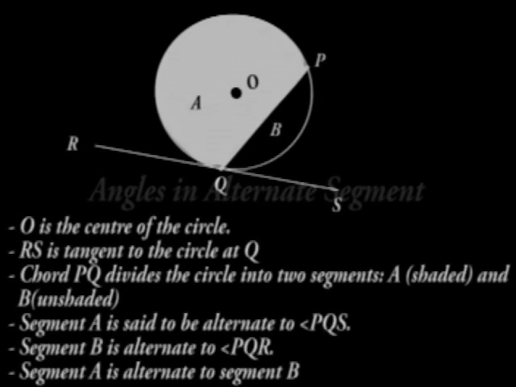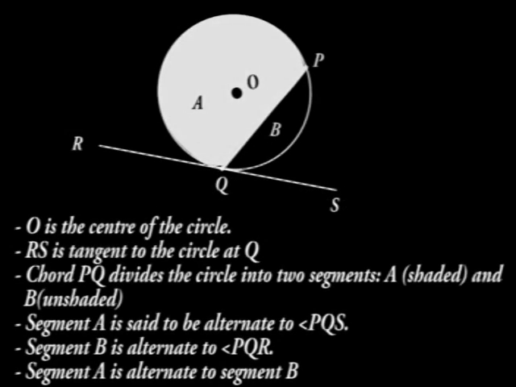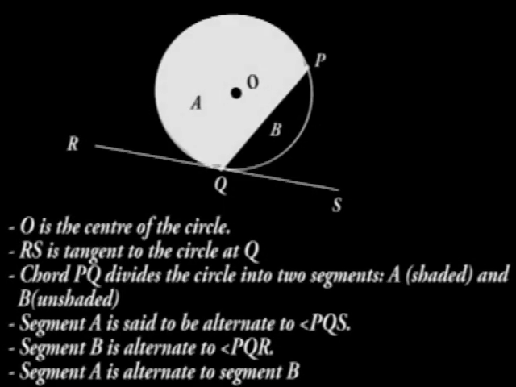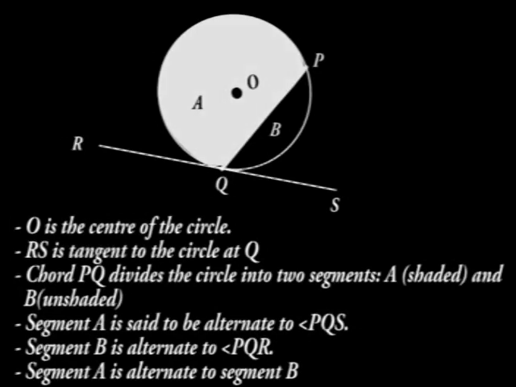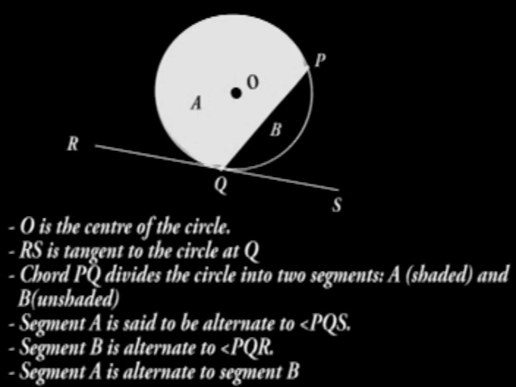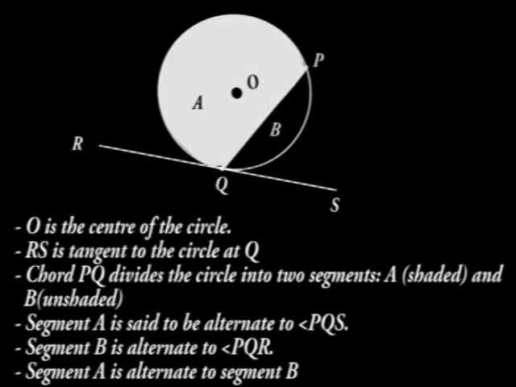Angles in alternate segments. Consider the figure below. O is the center of the circle. RS is tangent to the circle at Q. Chord PQ divides the circle into two segments. Segment A is said to be alternate to angle PQS. Segment B is alternate to angle PQR. Segment A is alternate to segment B.